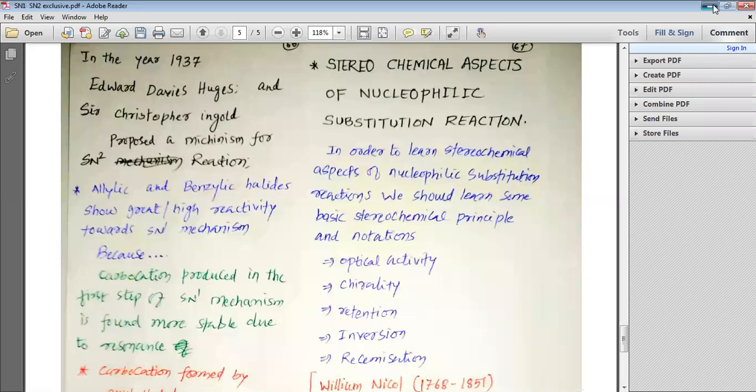You can see that the red color is your OH minus. This is your alkyl halide, chloromethane. So this OH minus attacks on chloromethane. You can read from here that the red ball represents the incoming hydroxide ion and the green ball represents the outgoing halide ion. So this is your SN2 mechanism. The OH minus attacks on chloromethane.